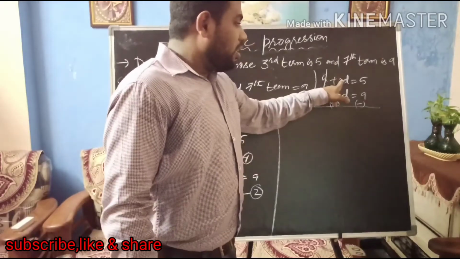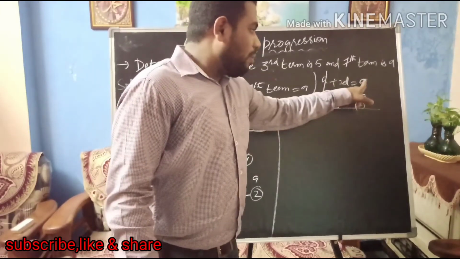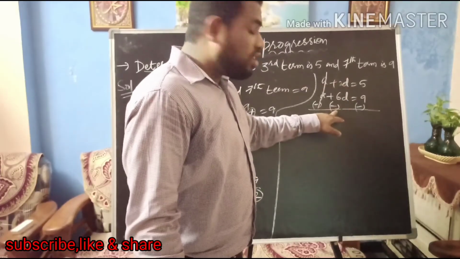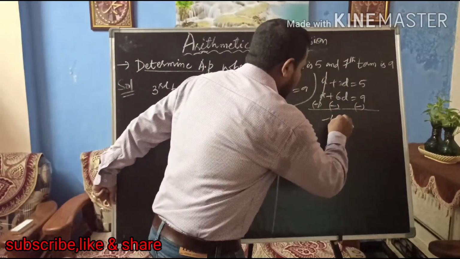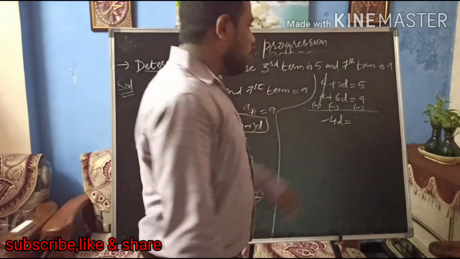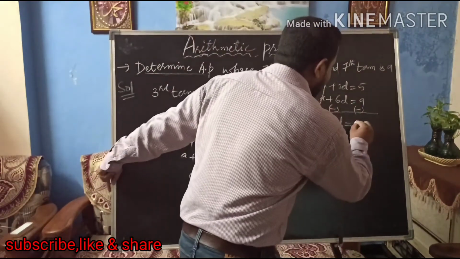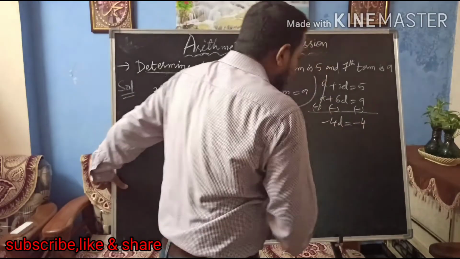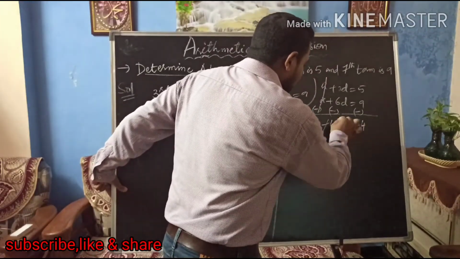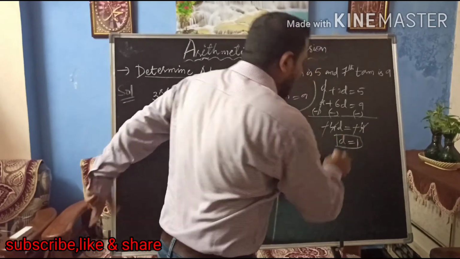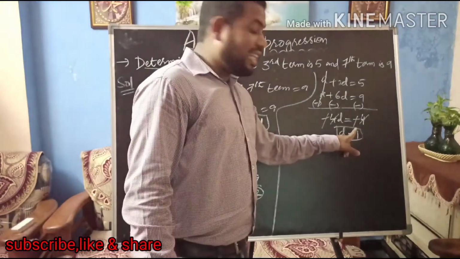What remains? It's plus 2d minus 6d, and 5 minus 9 here. So 2d minus 6d is going to be minus 4d, right? Equals 5 minus 9 is going to be what? Yeah, correct. It is going to be very simple. That is minus 4. So minus and minus cancel. 4 ones are 4, cancelled. So d equals what? 1. See, we got the common difference, that is 1.